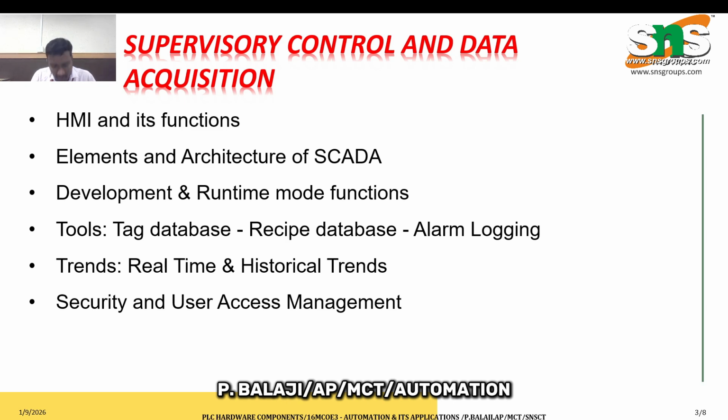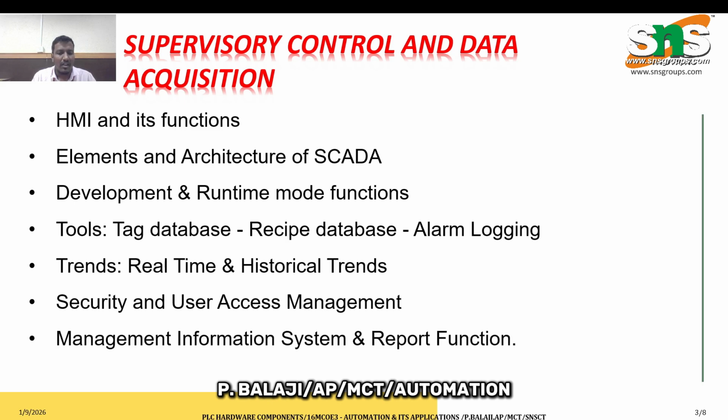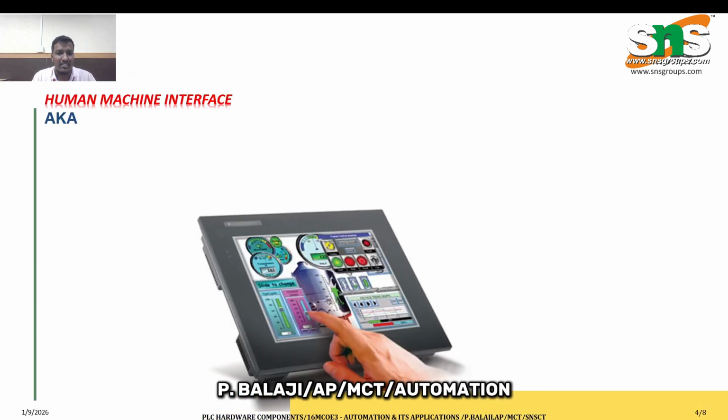All those things are used to monitor the data, to store the data for industry applications. Okay, so basically SCADA is an application which is used to monitor all kinds of industry operations, and to store the data for future applications. To execute all those functions, we can use the HMI, and some tag databases like recipe database, alarm logging, to manage the information system and the report functions.